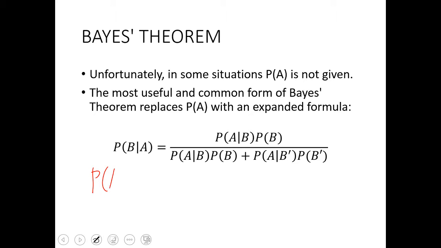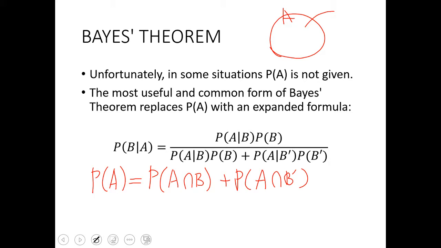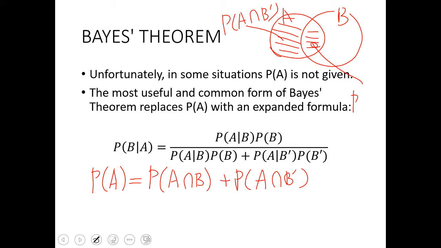Actually, probability of A is probability of A intersection B plus probability of A intersection B prime, because here is A, here is B, then this part is A intersection B, and this part is A intersection B prime, and these two parts are mutually disjoint, and the union of them is again A. So probability of A can be decomposed into probability of A intersection B, this part, and probability of A intersection B prime, this part.